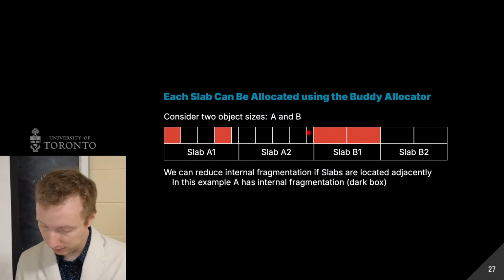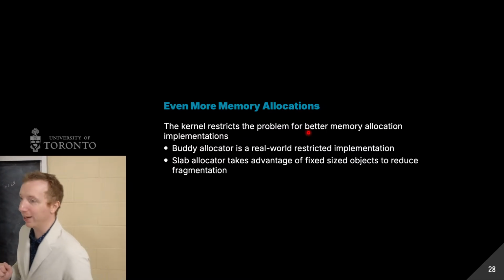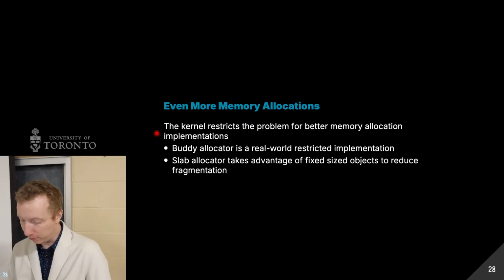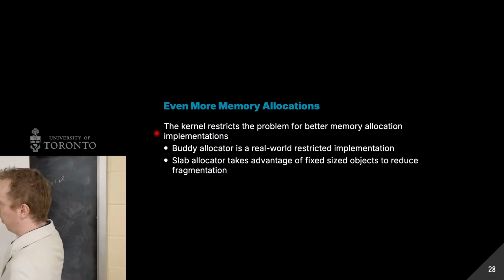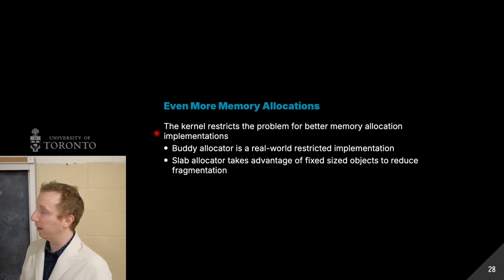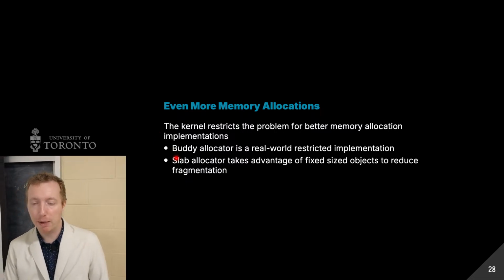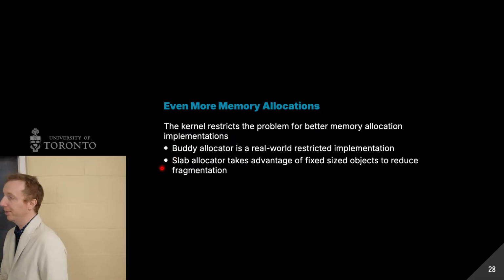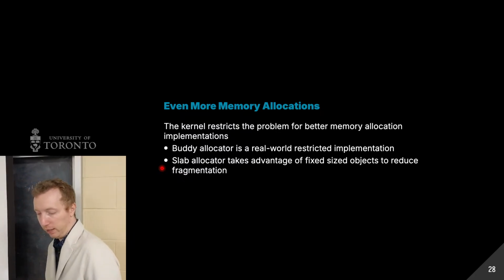All right. I didn't lie. We were quick. So that's even more memory allocation. The kernel restricts the problem for better memory allocation implementation. So we'll use both the buddy allocator, which is like a real-world restricted implementation, which is fast and still not bad to implement. And then slab allocators, which take advantage of fixed-size objects to reduce fragmentation, basically use it as an array, and get rid of a linked list.